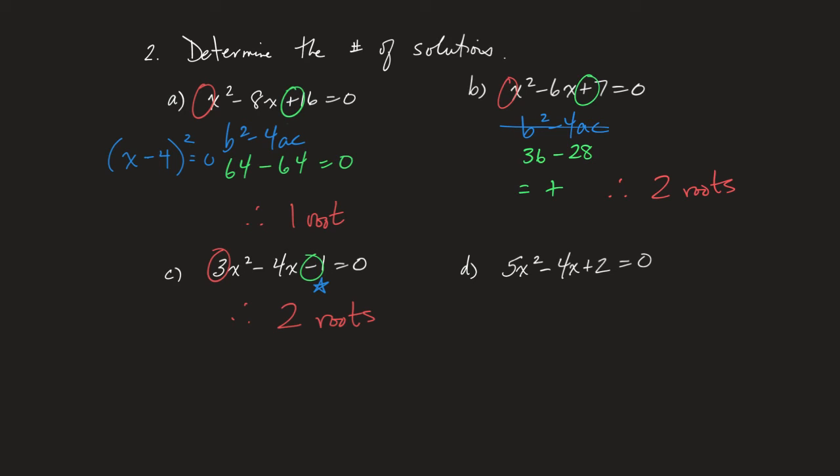So there is another reason for why I can't have one root, why there must be two. As soon as I see standard form, negative constant, I know I've got two roots. Okay, now we take a look at D.